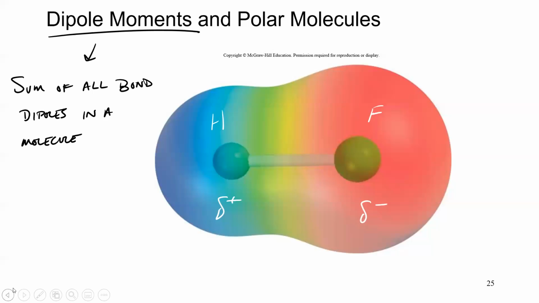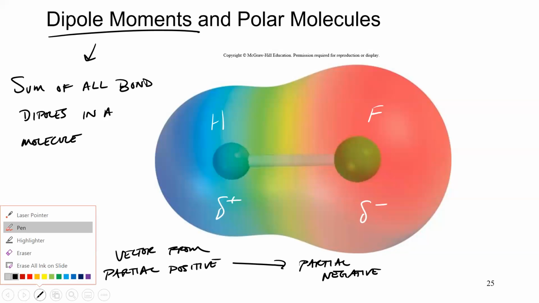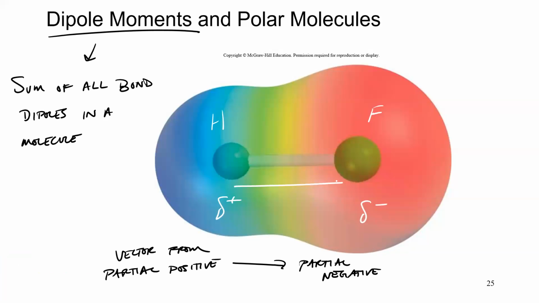When we draw bond dipoles, we represent them as vectors, and vectors are just arrows. And we always point from the partial positive side to the partial negative side. And so let me write that out in words first. And so it's a vector from the partial positive to the partial negative. Okay. And so for HF here, we're just going to draw it this direction.